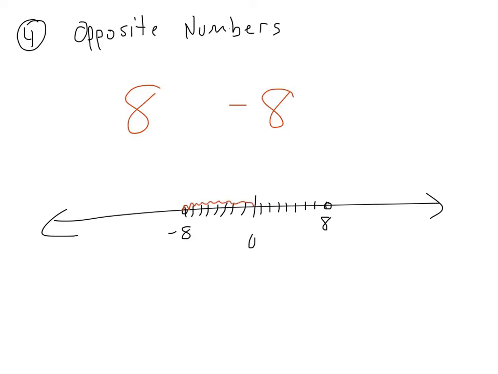To go from 8 to 0: 1, 2, 3, 4, 5, 6, 7, 8. 8 there, 8 there. They have the same absolute value, therefore they are by definition opposite.